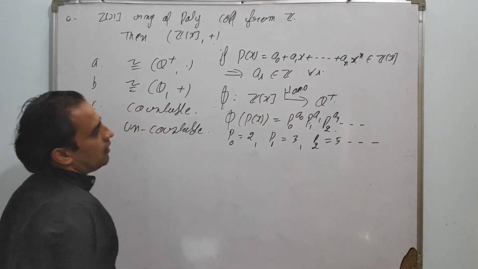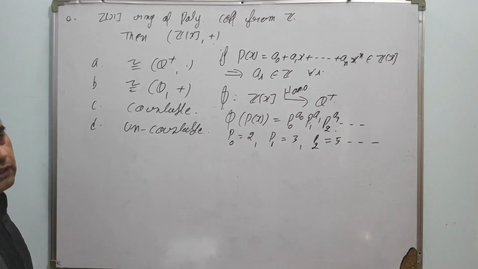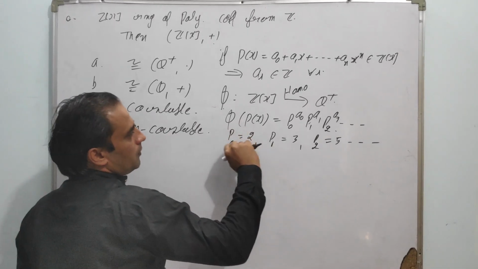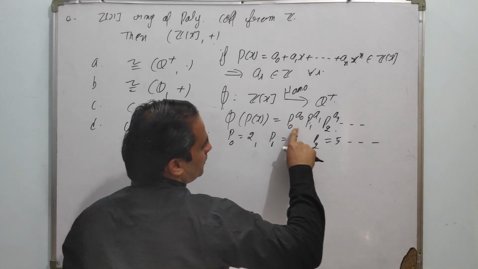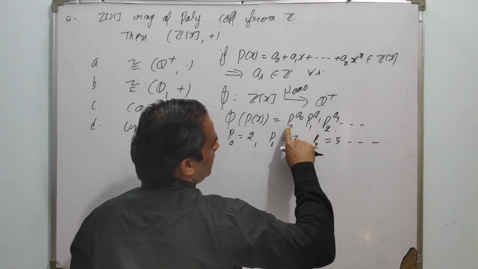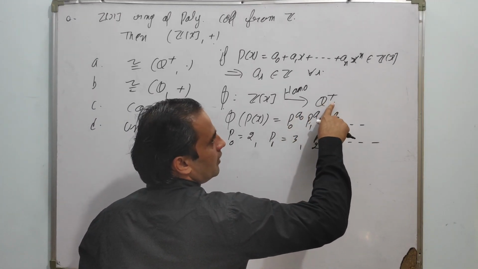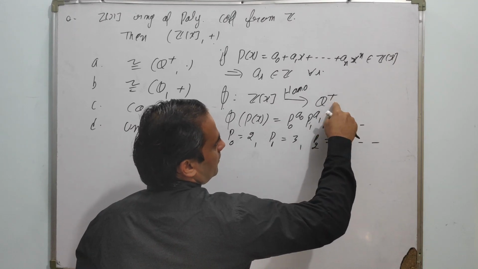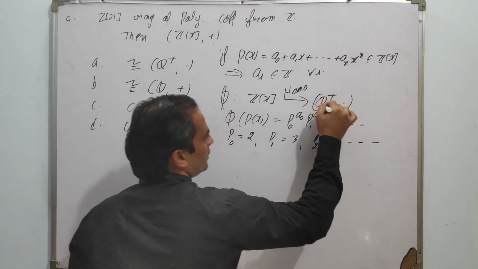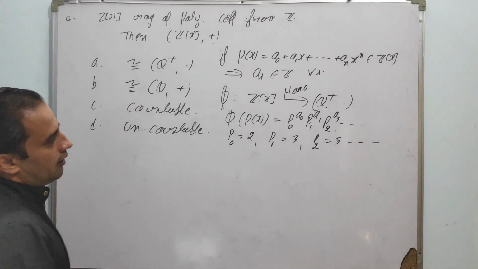You can easily verify that phi is a group homomorphism. By definition, phi of p + q maps to phi of p times phi of q, and each pi is a prime number, so pi to the power of any integer must be a positive rational number, and we can take this operation as multiplication.